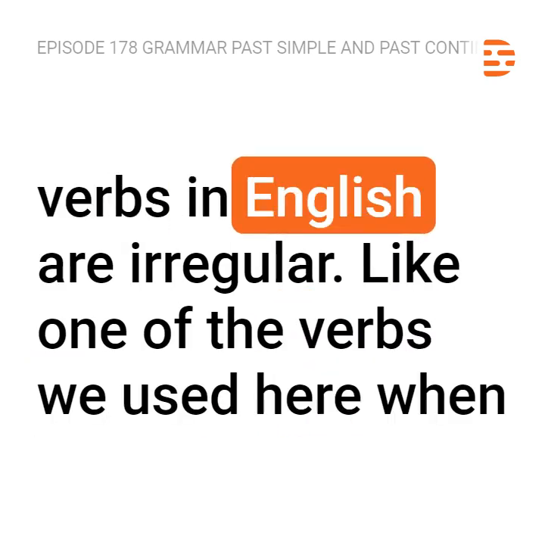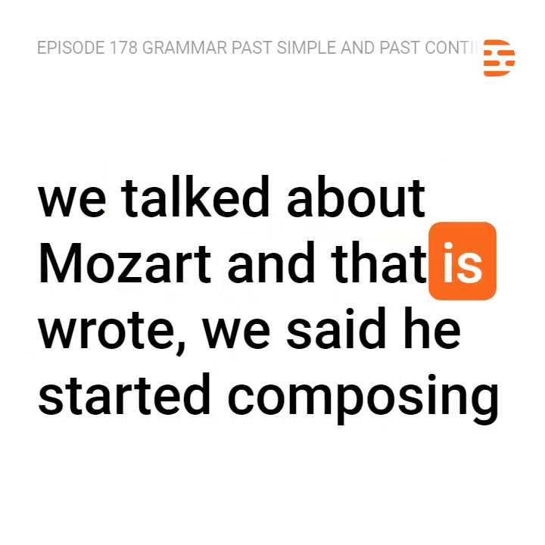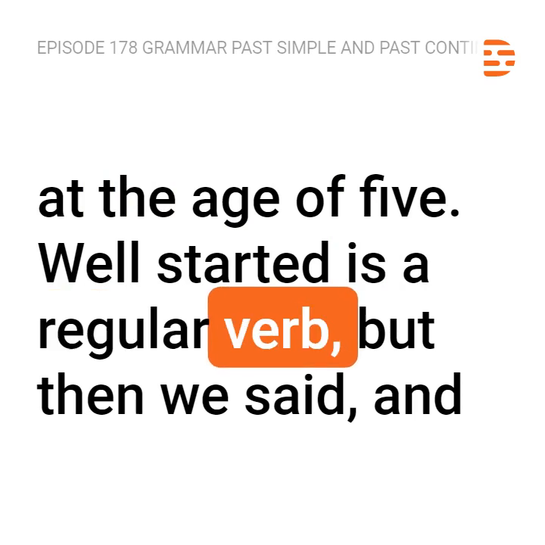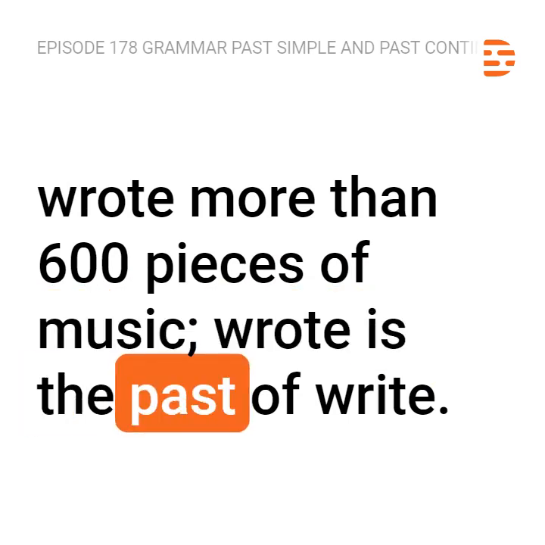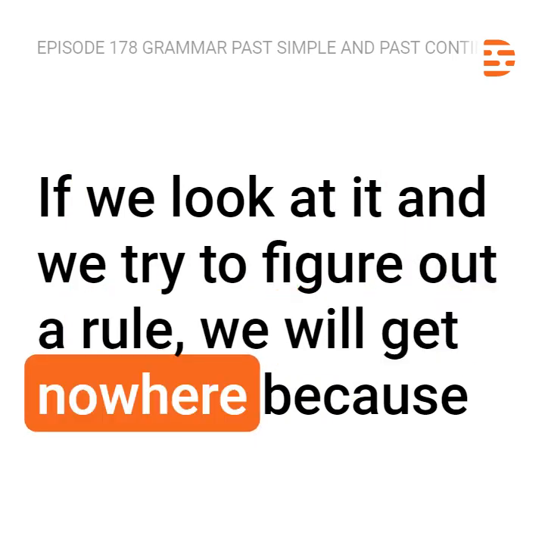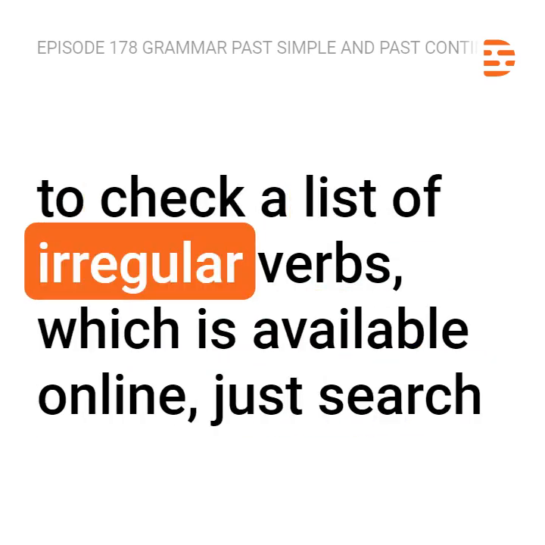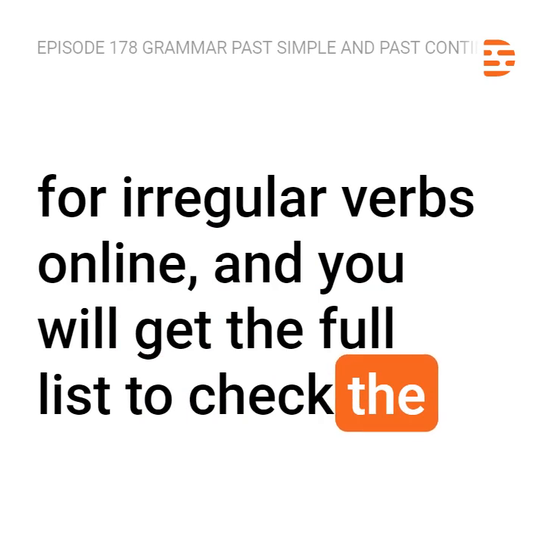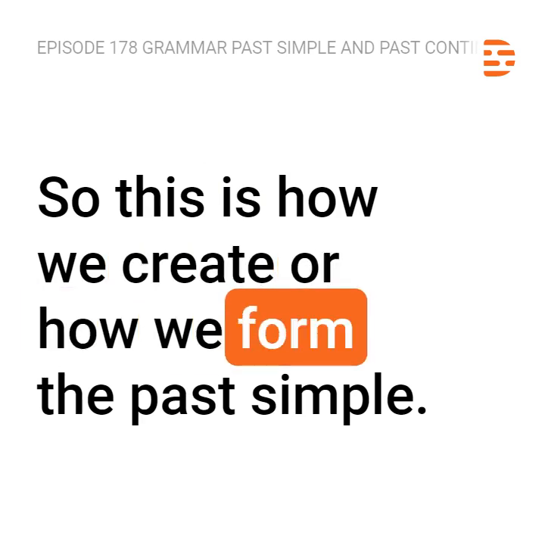But many verbs in English are irregular, like one of the verbs that we used here when we talked about Mozart, and that is wrote. We said he started composing at the age of 5. Well, started is a regular verb. But then we said, and wrote more than 600 pieces of music. Wrote is the past of write. If we look at it and we try to figure out a rule, we will get nowhere, because that's simply an irregular verb. And for irregular verbs, you will have to check a list of irregular verbs which is available online. Just search for irregular verbs online and you will get the full list to check the other verbs that are in this big list of irregular verbs. So this is how we form the past simple.